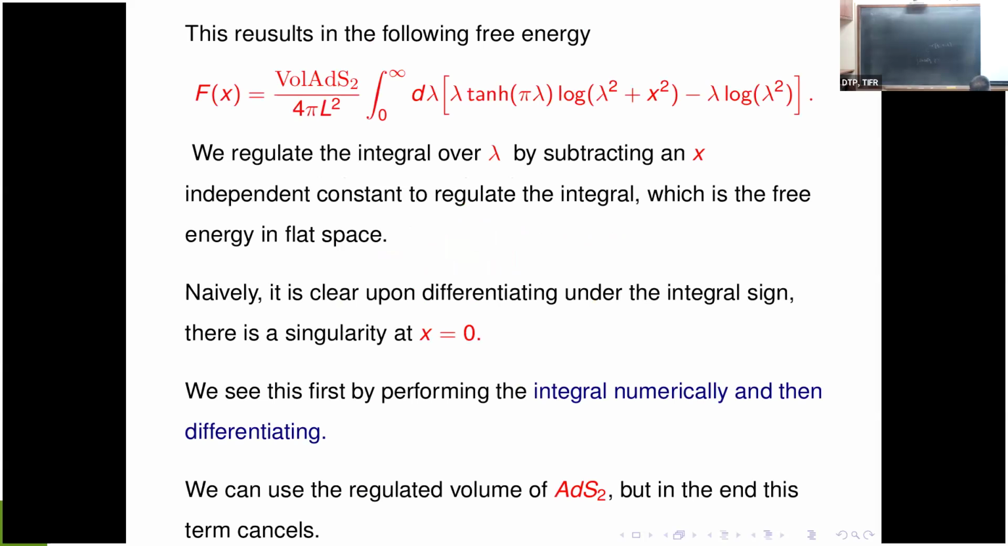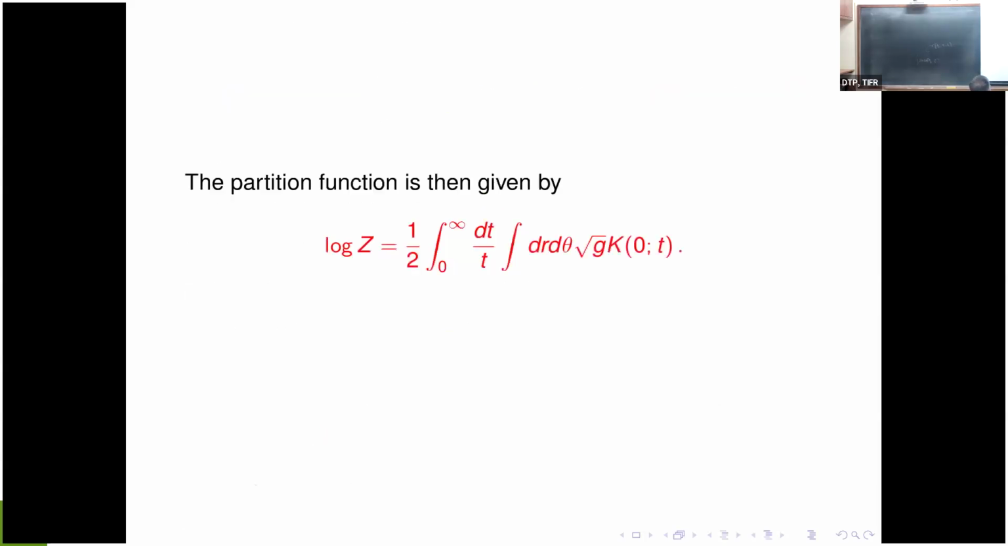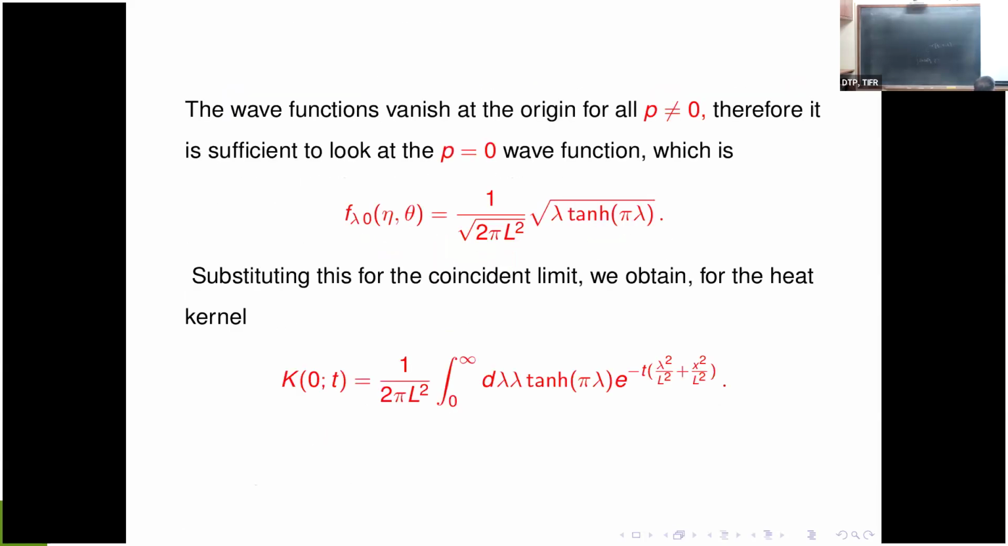So here it is, and we are looking for x dependence. Because of the integral there is a volume, and for the expectation value of phi squared we have to divide by the volume, and so it cancels. So this results in the following free energy. This is the part which we get by doing this integral dt by t, and you get the log.